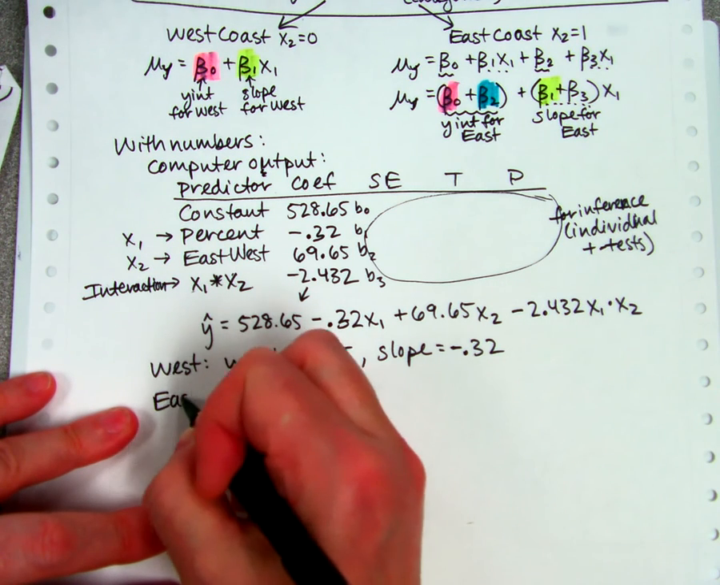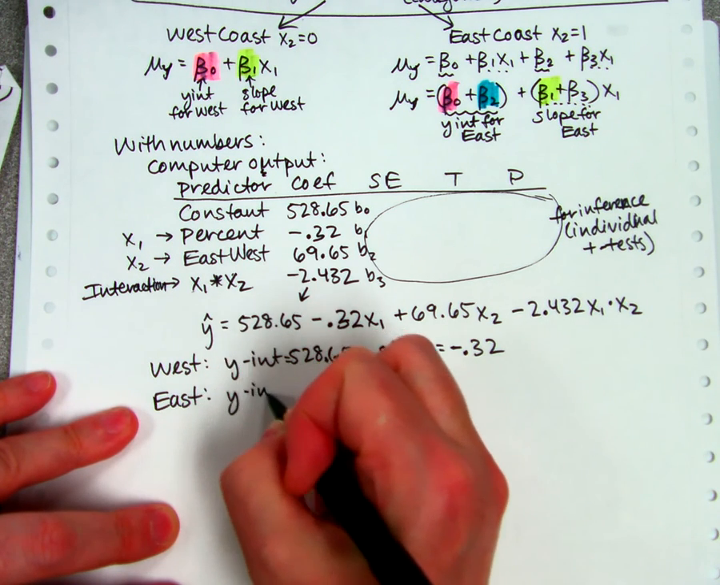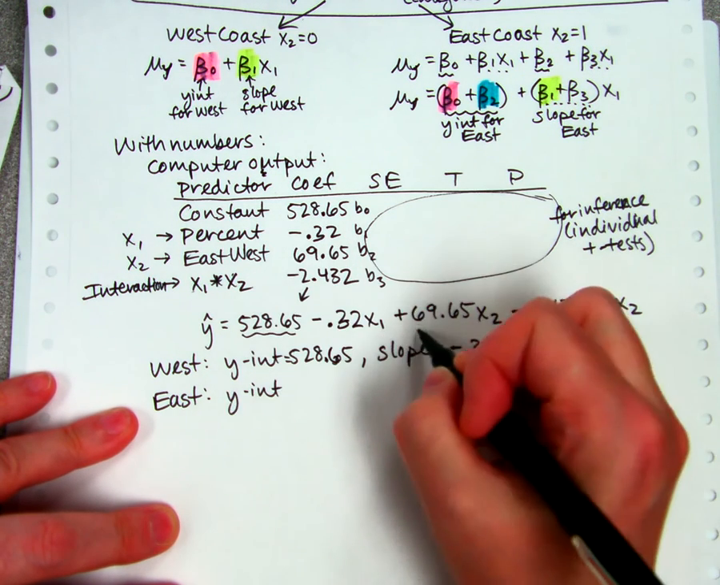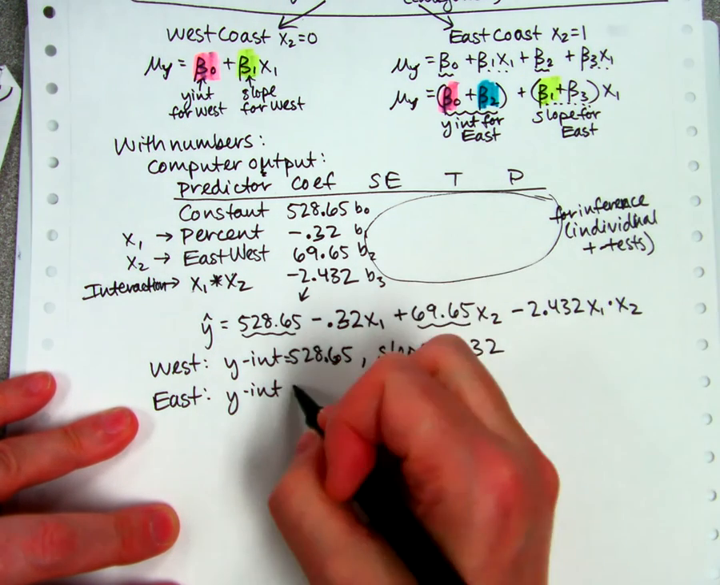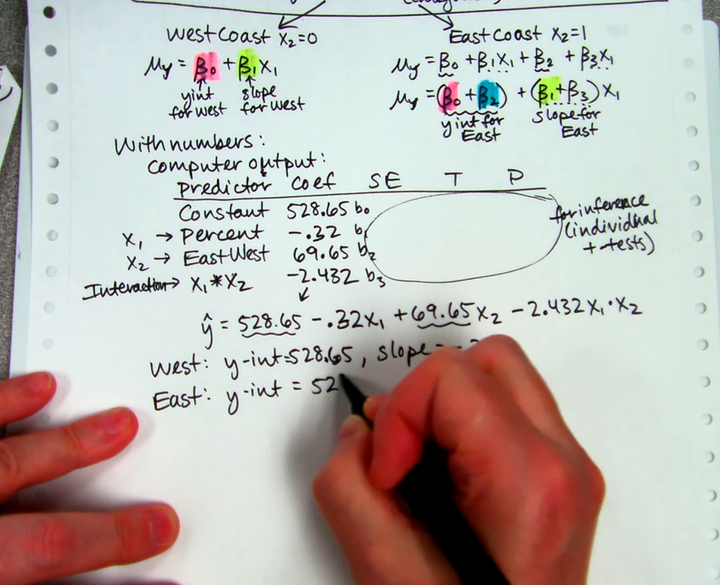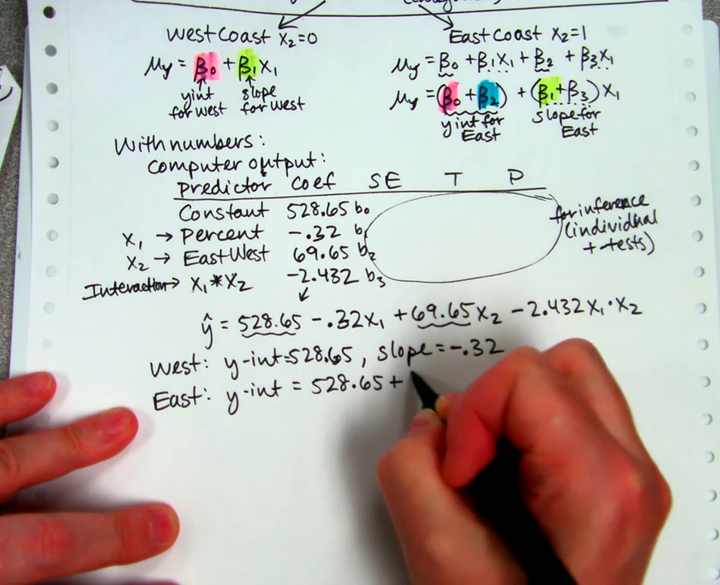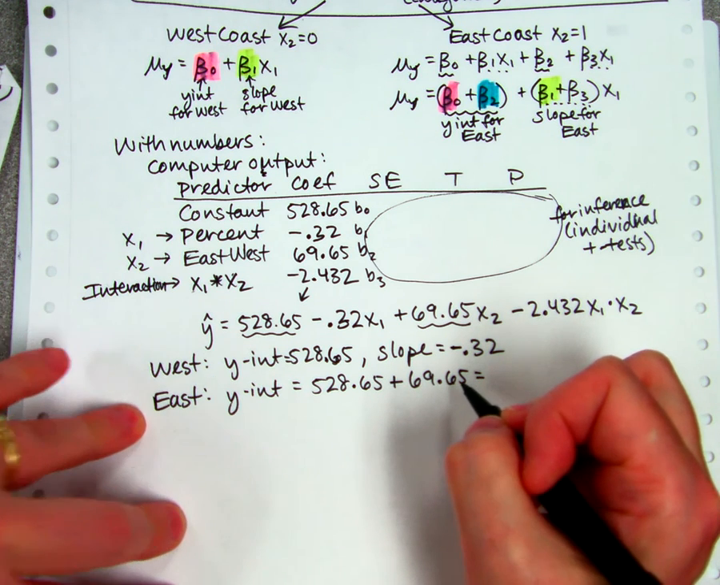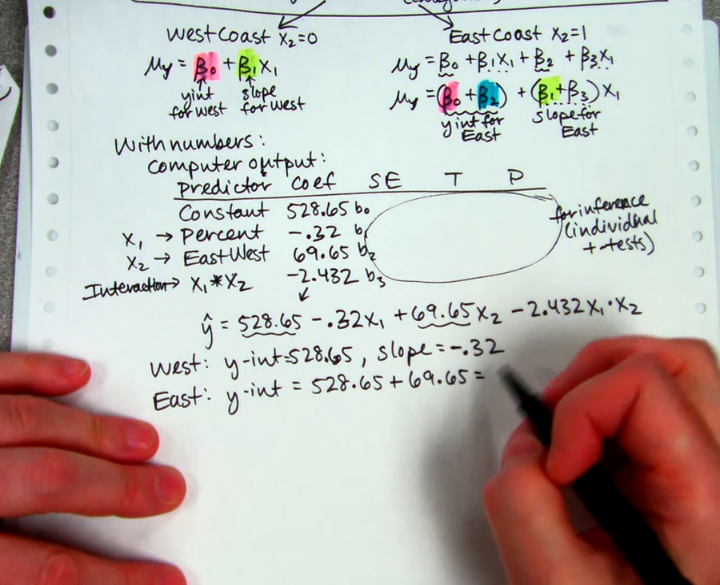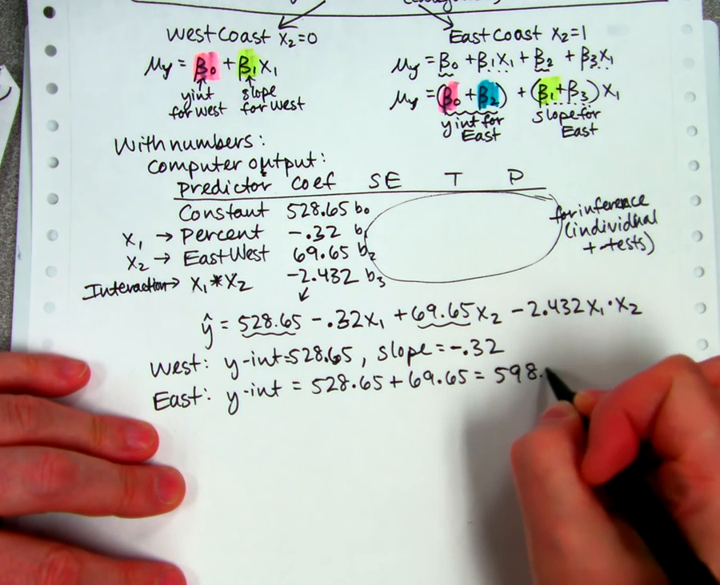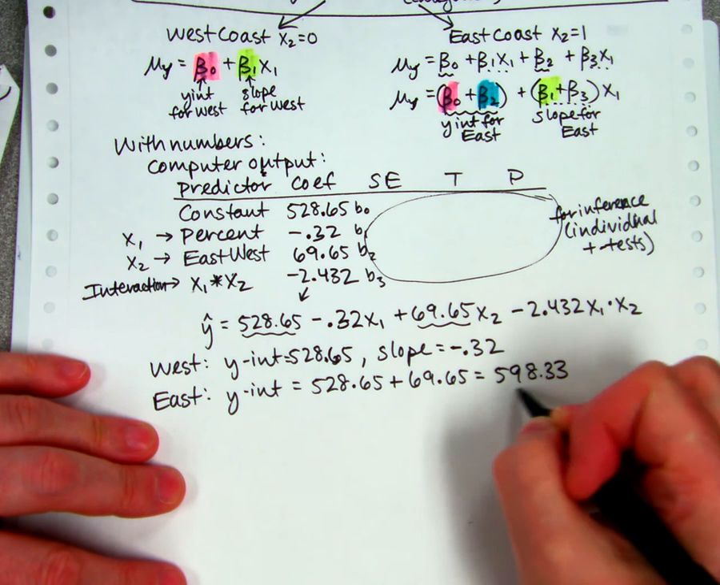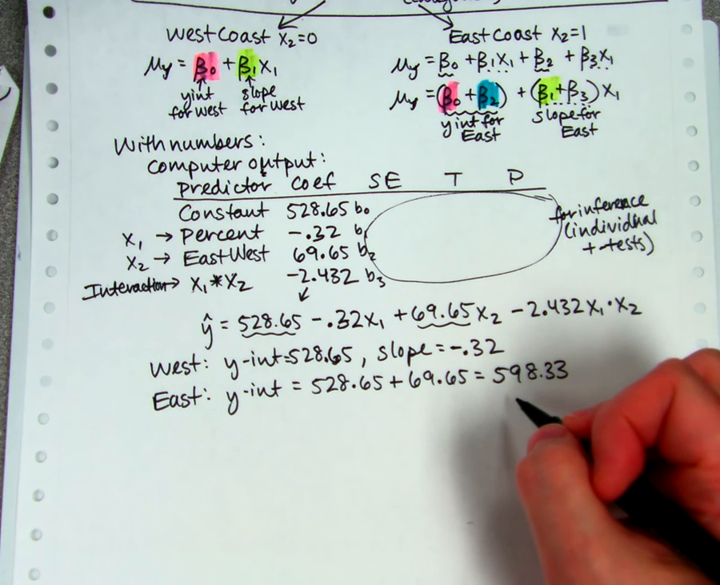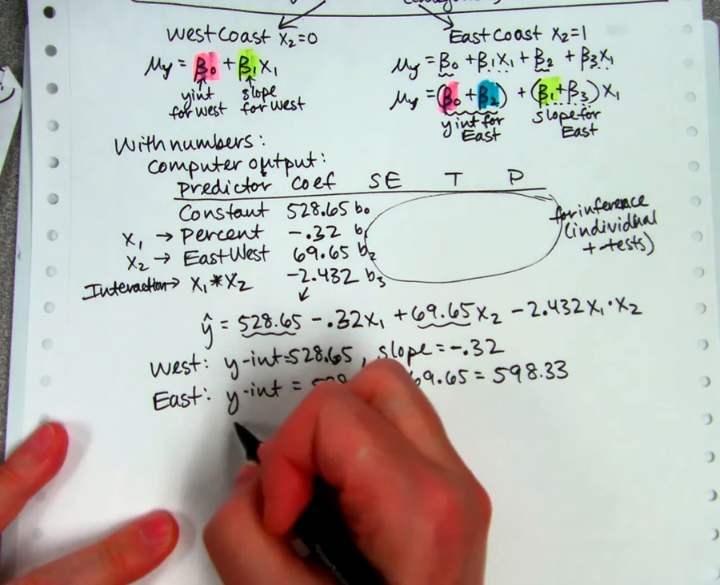For the east, the y-intercept is two pieces added together. So remember, you add the 0 and the 2, the two even ones, added together make the y-intercept for the east, which is 528.65 plus 59.65. Interesting, there those 6 5s. I did copy that, right? Okay. If you add those together, you get 598.23, which is the predicted average score for an East Coast school that has nobody taking the test. Again, doesn't make much sense, but that's okay.